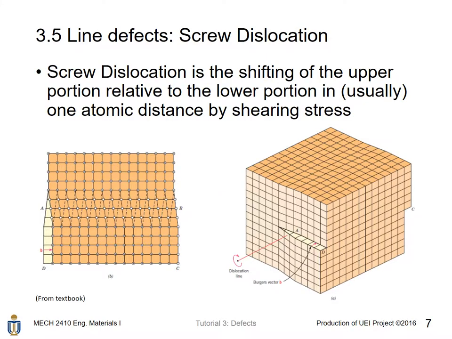Screw dislocation. Screw dislocation is different from edge dislocations. It is a shifting of the upper portion relative to the lower portion, usually by one atomic distance, by shearing stress, and you can observe it here in this picture. Normally, this region should be at the same plane as this region. However, there is a formation of the edge, not a screw dislocation, in this piece of material.